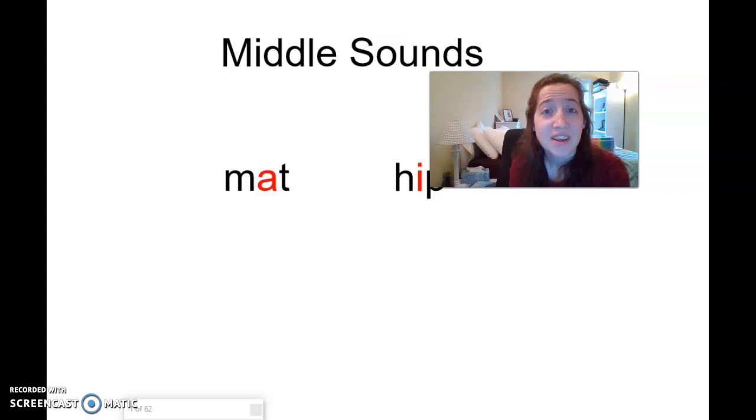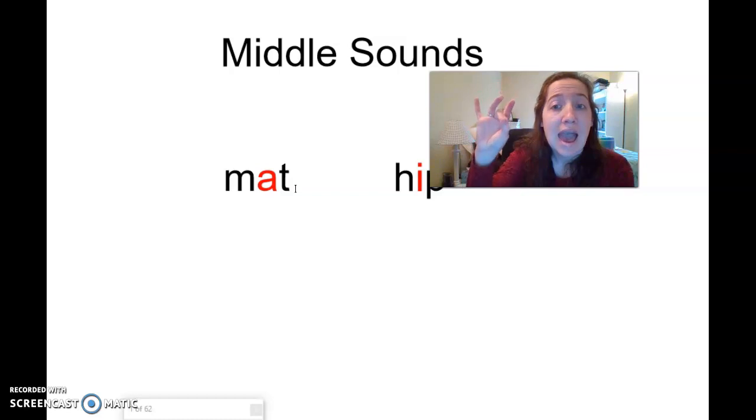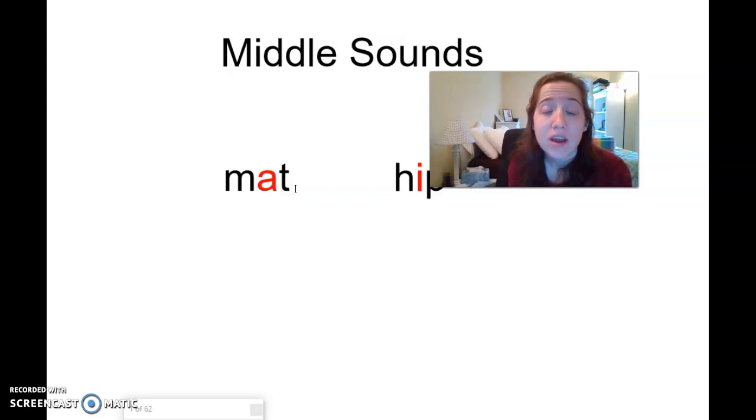All right, boys and girls, today we're going to be working on middle sounds in words. The middle sound when we tap it out is the sound we tap in the middle. For example, let's look at these two words. At. The middle sound is ah. Or in the next word, ip. The middle sound is I.